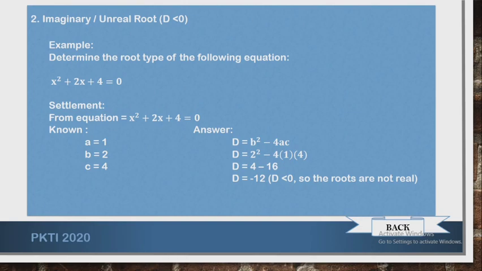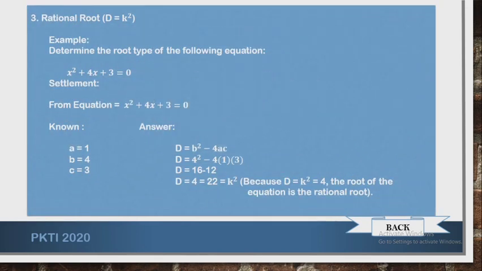2. Imaginary or unreal roots, where the discriminant is less than 0. For example, determine the root type of the equation x² + 2x + 4 = 0. Here a = 1, b = 2, and c = 4. The discriminant equals 2² - 4·1·4 = 4 - 16 = -12. Since the discriminant is less than 0, the roots are not real.